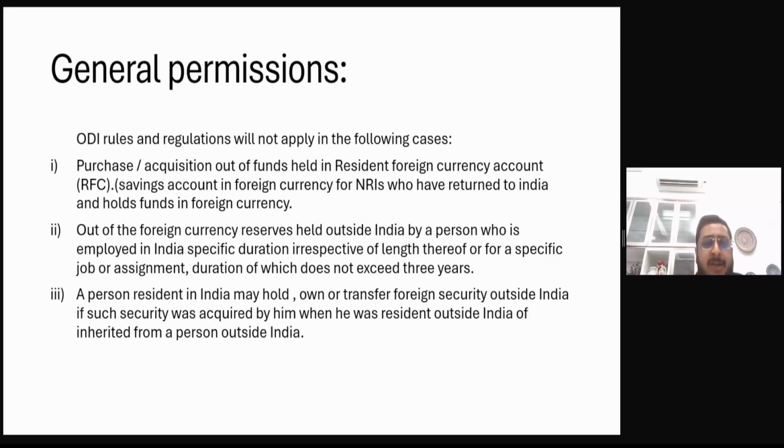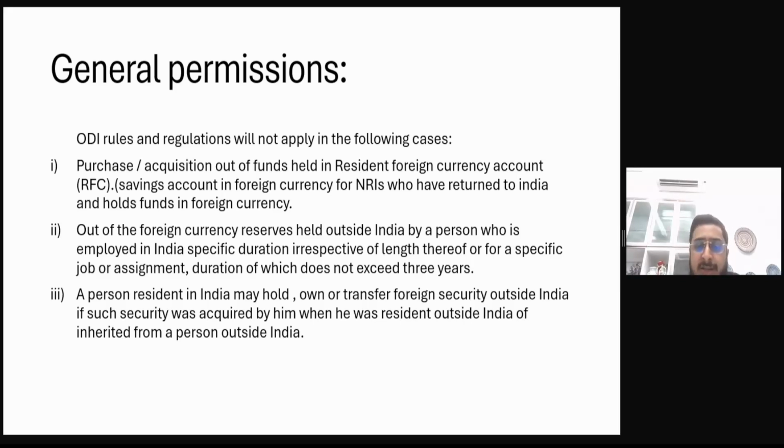Now, these ODI rules and regulations which we discussed will not apply to the following. If the ODI has been done out of the purchase or acquisition of funds held in a resident foreign currency account. What is a resident foreign currency account? If an NRI has returned back to India and wishes to hold the foreign currency which he earned when he was over there, he can keep that money in his foreign currency savings account. So you can open a resident foreign currency account and do an ODI from there.